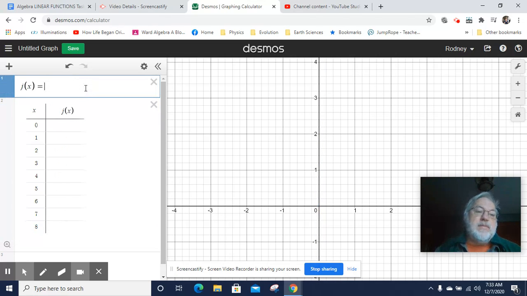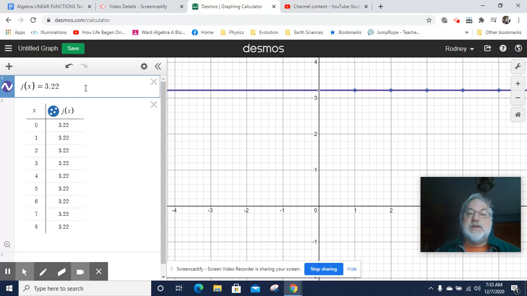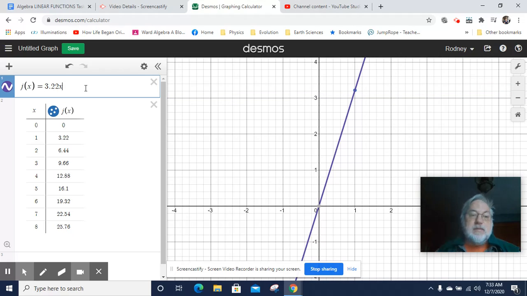Let's say j of x was not about money. J of x was about how many pounds of dog food you're buying. If you're buying it in bulk, maybe it costs $3.22 times x, the number of pounds. So now we've got a direct variation where every output, every j of x or every y, is going to equal 3.22 times the number of pounds. At 0 pounds, you're paying $0. 1 pound, $3.22. 2 pounds, $6.44, and so on.